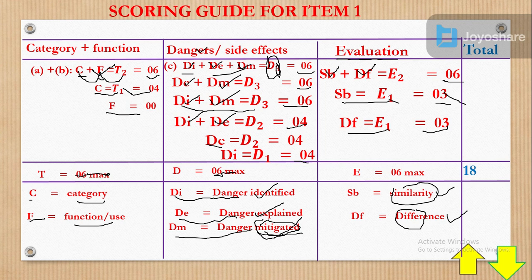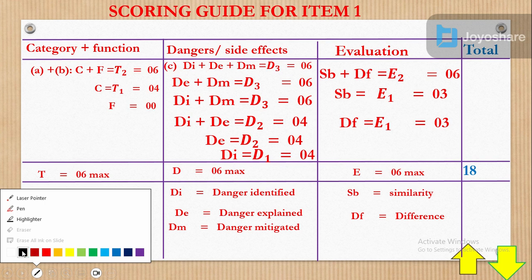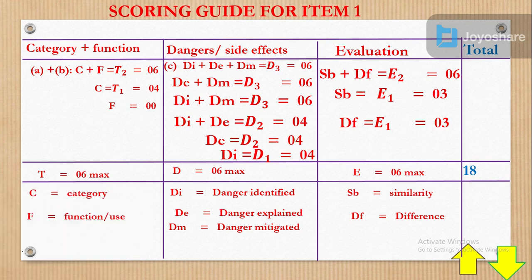It implies that 3 plus 3 gives you 6. A combination of the similarities and the differences gives you 6. Okay, great. So that is it. Maybe just comment on this still before we go. So the total score for this question is 18. Why? You add the 6 plus 6 plus 6, it gives you 18.